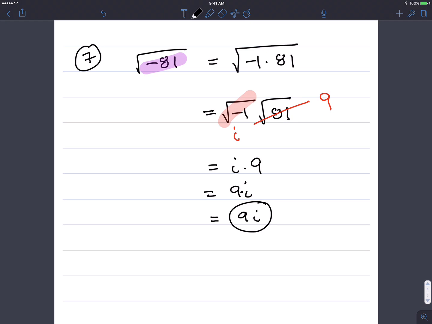Let's reorganize some things here. Excuse me. Okay.